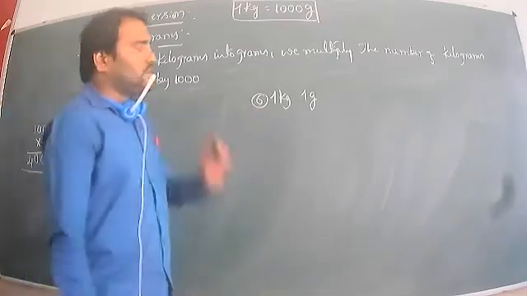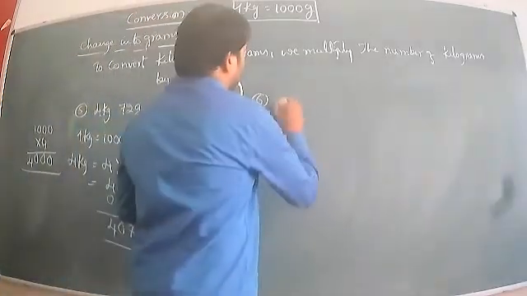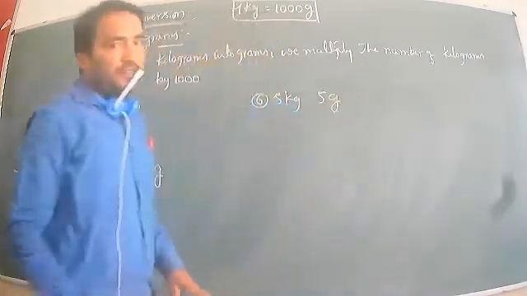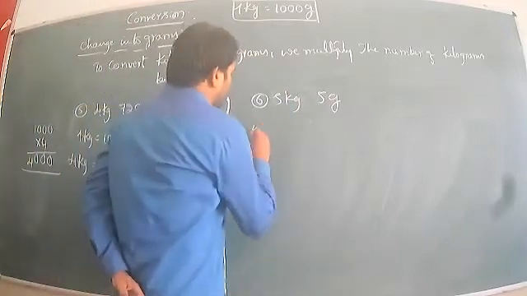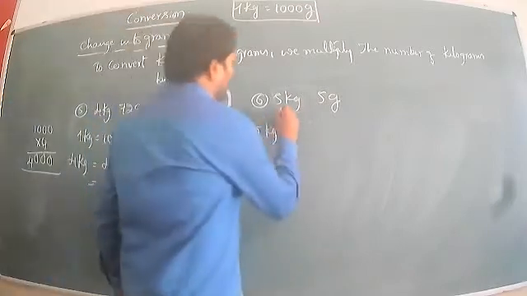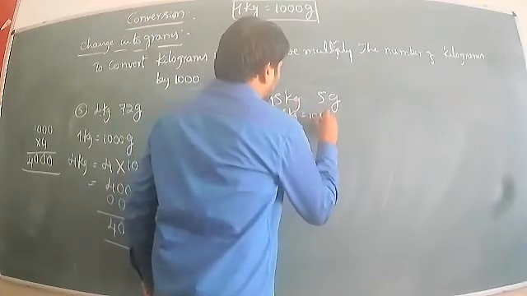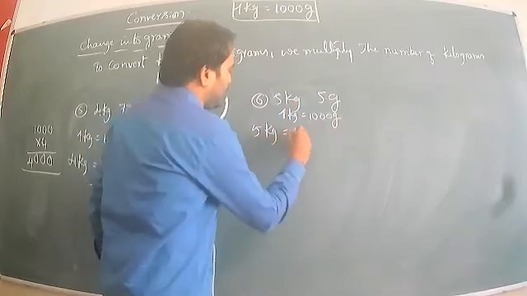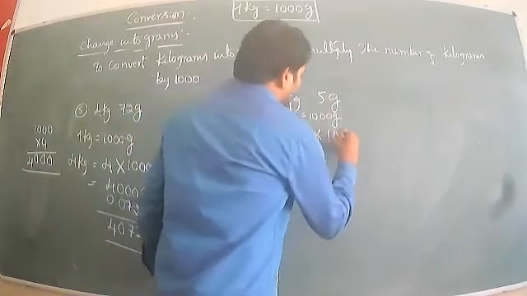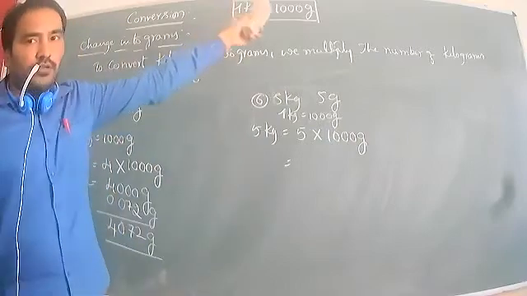Now look at this. It is 7. So can we change the question? Yes. 5 kg 5 grams. Now 5 kg has to be converted to gram. We know that 1 kg equals 1000 grams. So 5 kg, the number of kg is 5. Next, multiply by 1000. Why should we multiply by 1000? Because 1 kg equals 1000 grams.